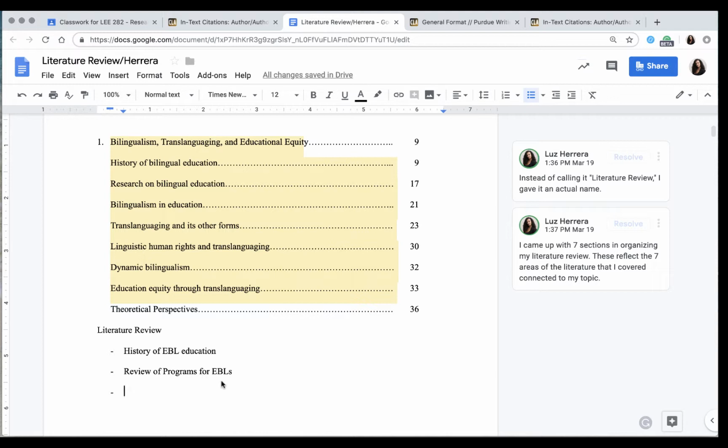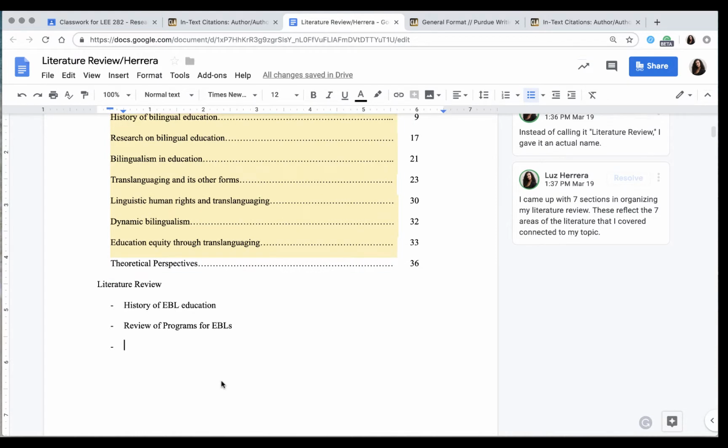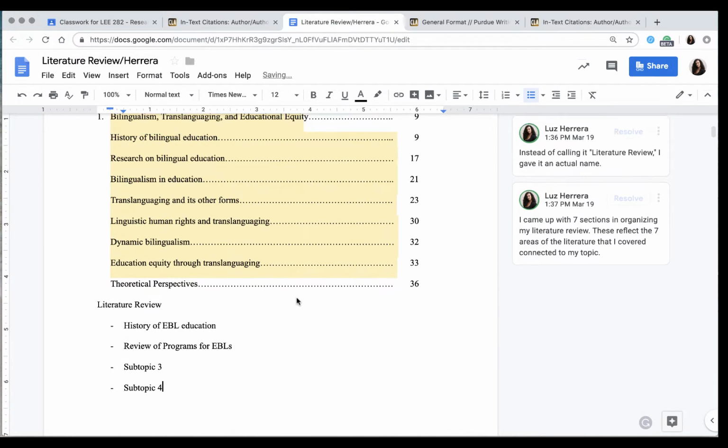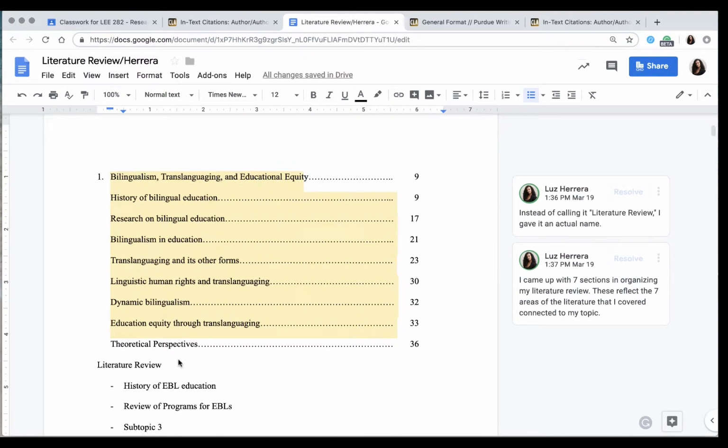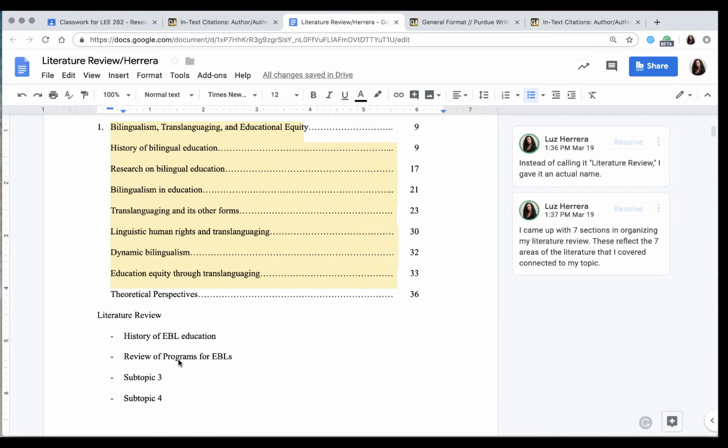Maybe the next category that you're seeing in your collected bibliography has to do with some other subtopics. So I'm just going to be kind of generic here. All right, and then subtopic 4. So you want to just come up with a few categories that you see reflected from your annotated bibliography and sort of start putting it together, right?